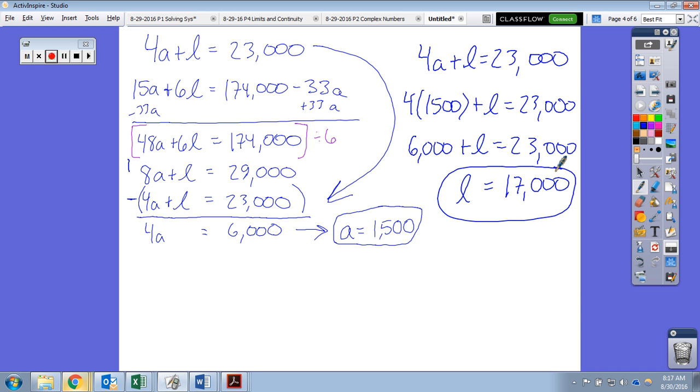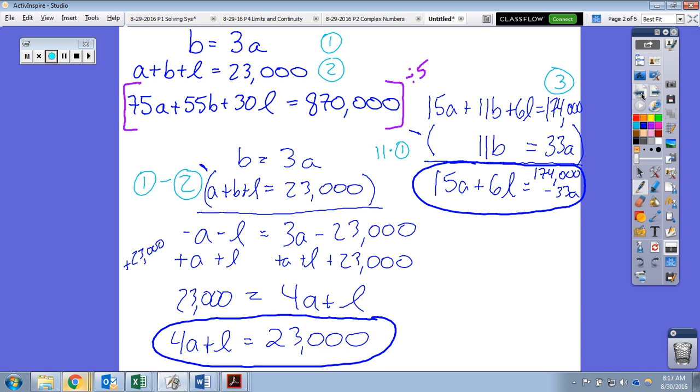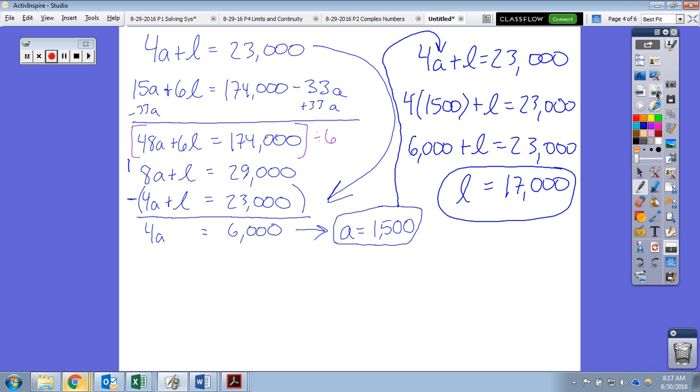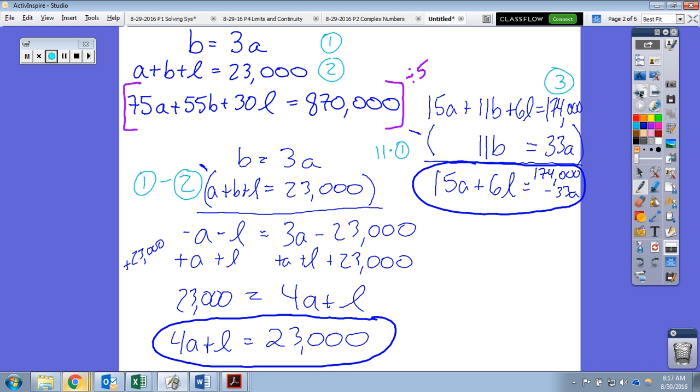No, we're substituting. Good question, we're substituting this in for our A, because A is 1,500. So far, it still seems pretty reasonable, because the total number of seats in this amphitheater was 23,000. Now you're at your very end. You've solved for A, you've solved for L. The only other missing variable was B. And this is when you go back to your original statements, and I'm going to pick the easiest.